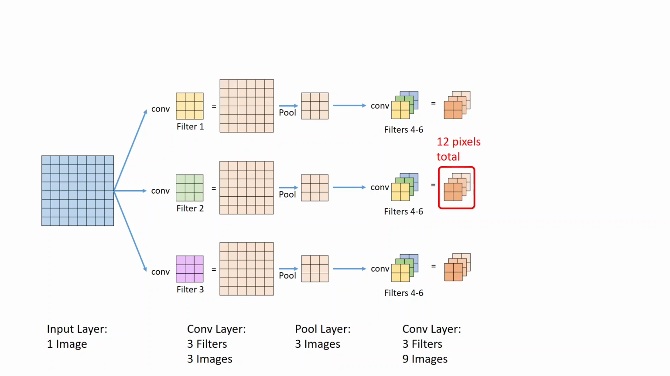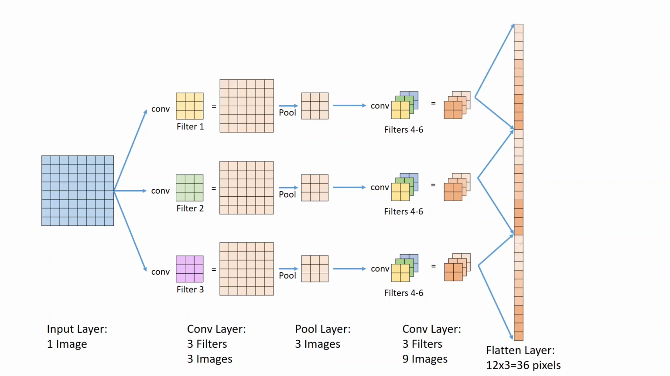If you look at the images inside the red box, you will see that there are 12 pixels in total. We can take all 12 of these pixels and line them up as shown. Doing this is known as flattening. We flatten all 9 images from the second convolution layer, and this gives us 36 pixels in one line, and this is known as a flattened layer.